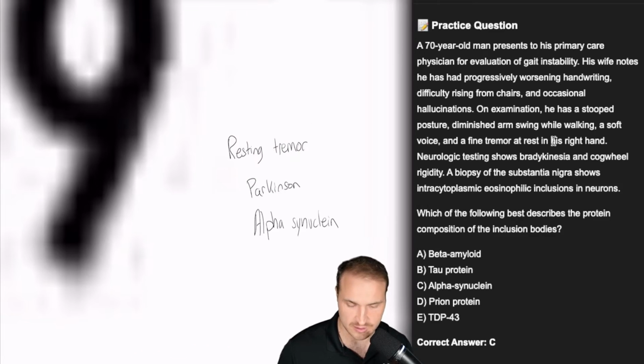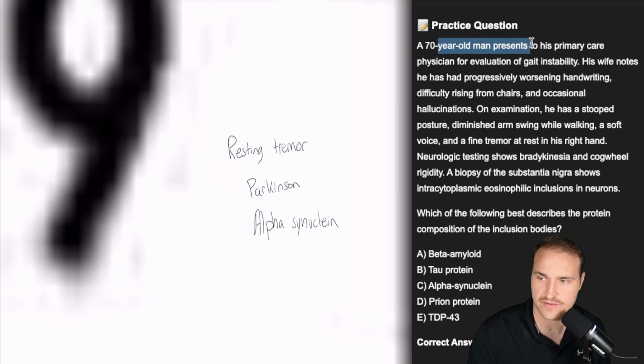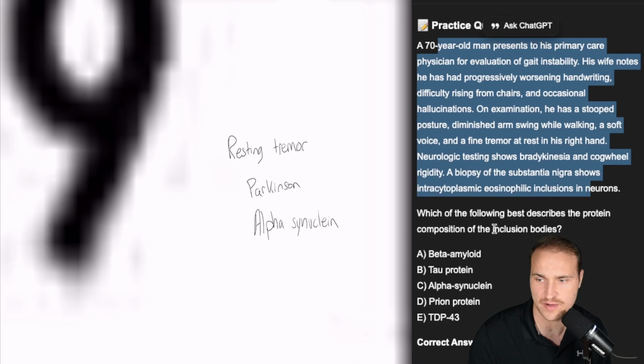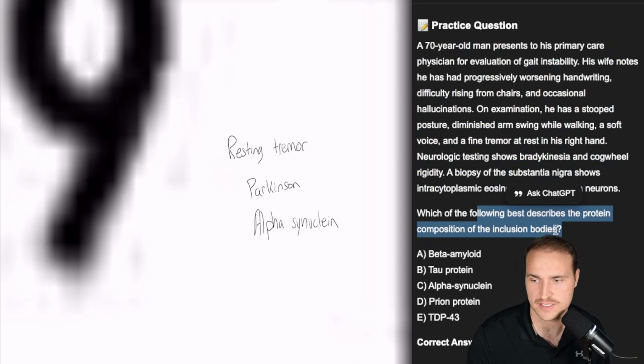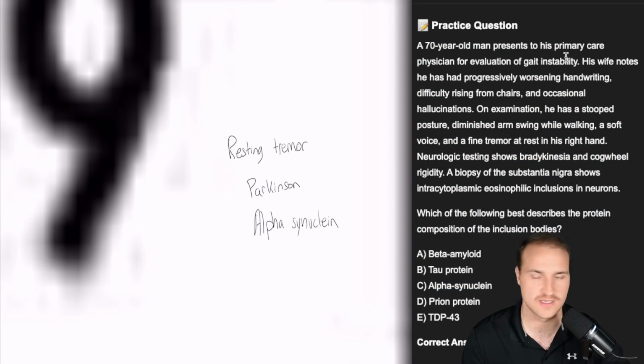All right, this one's going to be super duper buzzy. We have a 70-year-old man presenting to primary care physician for evaluation of gait instability. His wife notices progressive worsening handwriting, difficulty rising from chairs, and hallucinations. They could also say cogwheel rigidity. This is definitely Parkinson. So what is the protein composition? The answer is alpha-synuclein. This is a memorization question.